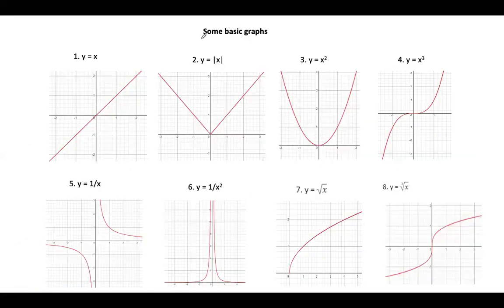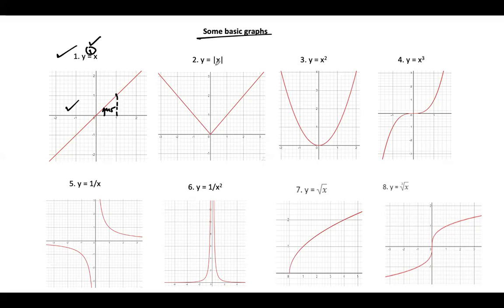Some basic graphs that you need to have an idea of. y is equal to x. Slope is 1. So could you please tell me, if the slope is 1, what will be this angle? 45. Slope 1, angle 45. Okay, y is equal to x.